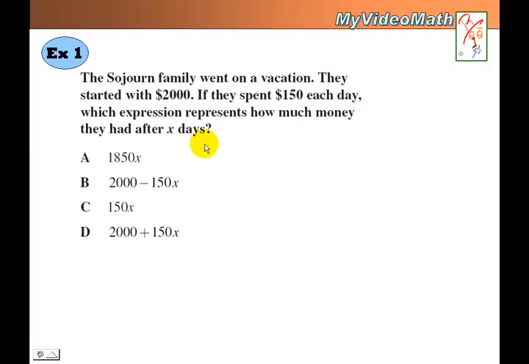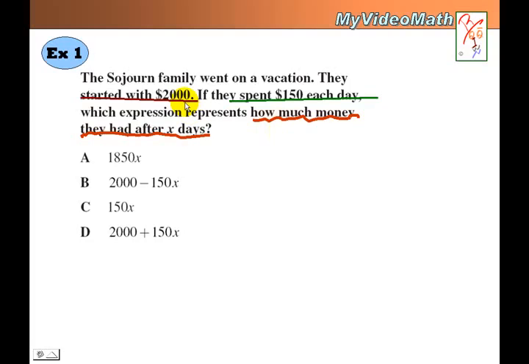We need to analyze the problem. What do we know? They started with $2,000 and they spent $150 a day. And what do we need to know? We need to know the expression that represents how much money they had left after X days.